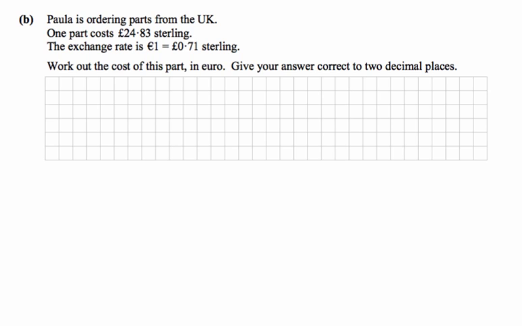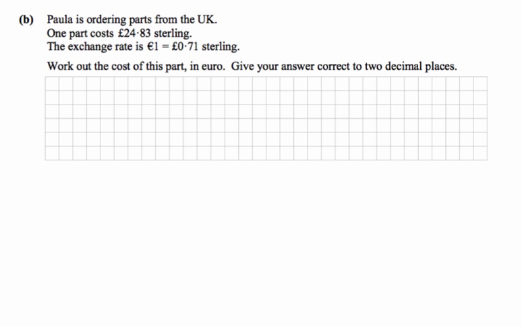Part B says Paula is ordering parts from the UK. One part costs £24.83 sterling. The exchange rate is €1 for 71 cents sterling. Work out the cost of this part in euro and give your answer to correct to 2 decimal places.